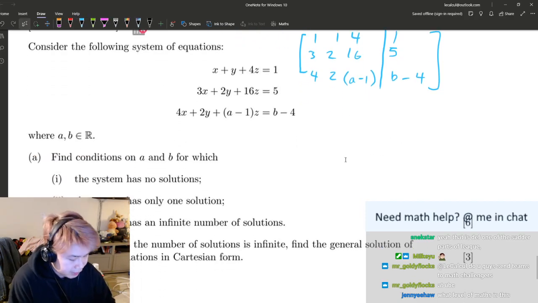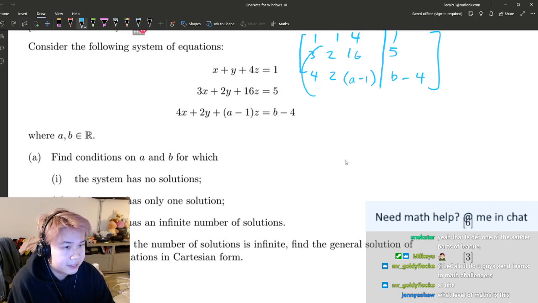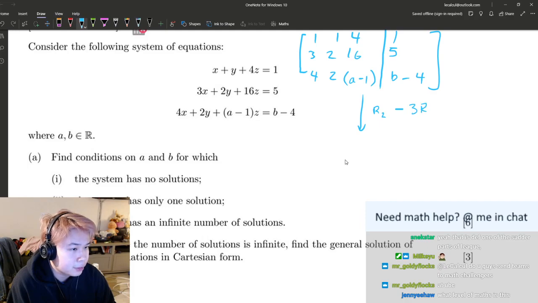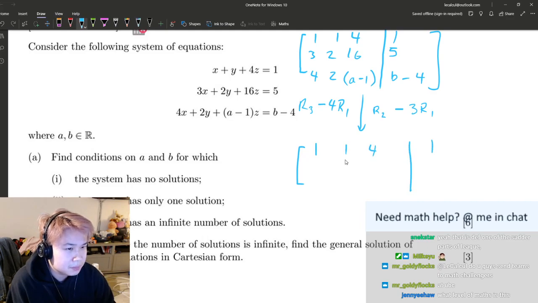Okay, and then we need to reduce this, so I need to make this 3 and 4 0 using some row reduction. So I'm going to take row 2 and subtract 3 of row 1, and I'm also going to take row 3 and subtract 4 of row 1. So I'll have 1, 1, 4, and 1.